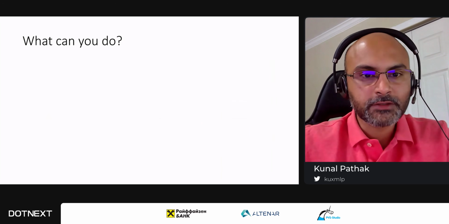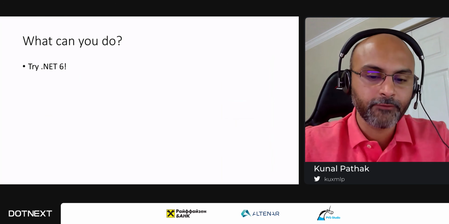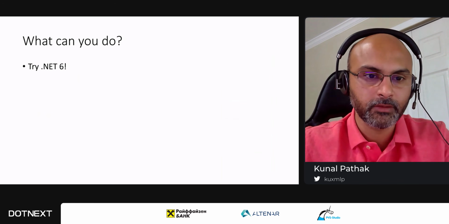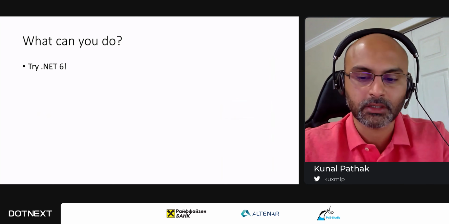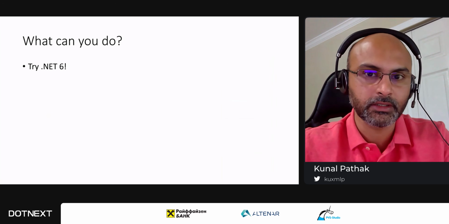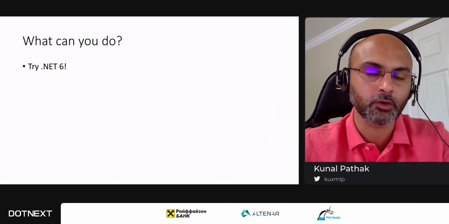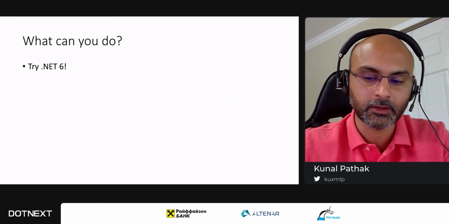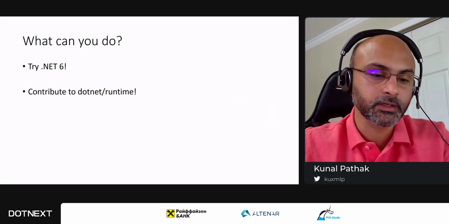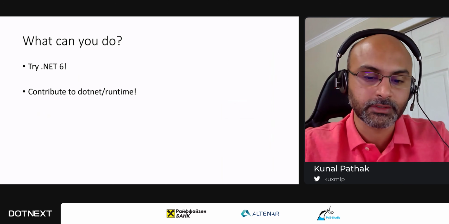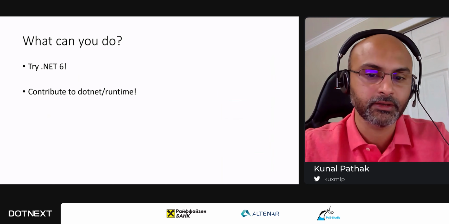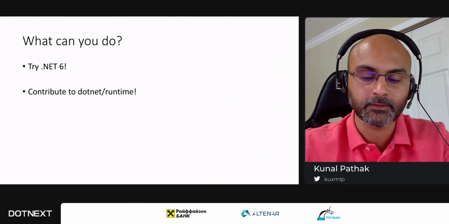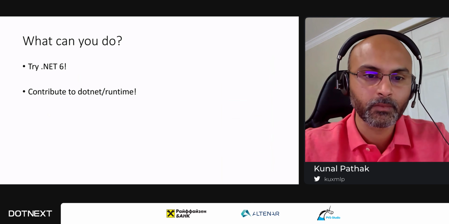So the ask from you, what you can do: definitely try .NET 6. We love feedback. Give us some feedback. Tell us how the performance is. Our partners were really impressed with the performance improvement they got from switching from .NET 5 to .NET 6. So definitely try .NET 6. Contribute to .NET runtime. We love to see contributors. Recently there have been a lot of contributions that we are getting in the JIT area or in general in the .NET runtime. So please do contribute to .NET runtime.